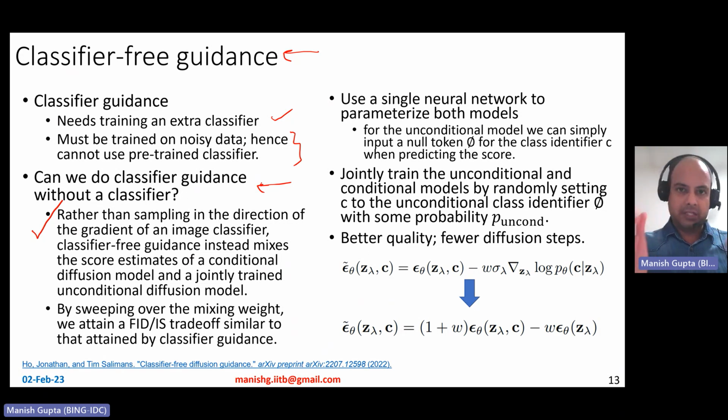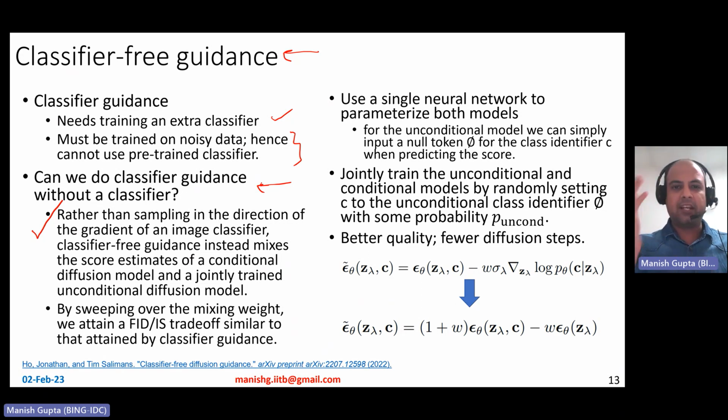So imagine two different models again, but they are not a classifier and a diffusion model. Both of them are diffusion models. One is conditional, one is unconditional. So you train the two together. In fact, as we will see, you don't have two models. We will see soon that you can do the same thing using a single model.